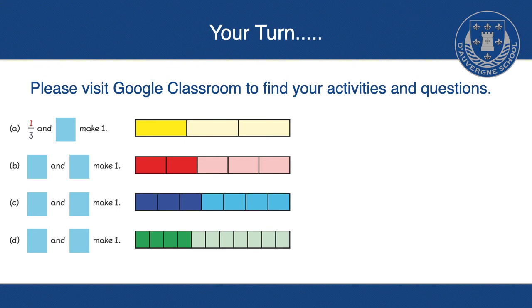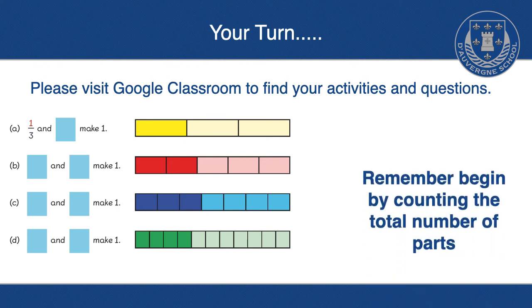So have a go at those, and remember to always begin by counting the total number of parts. So like we said with the yellow bar, we can see there are 3 parts all together and one of them is shaded in. Okay, so then if one of them is shaded in, that makes 1/3. So how many are not? Have a go.